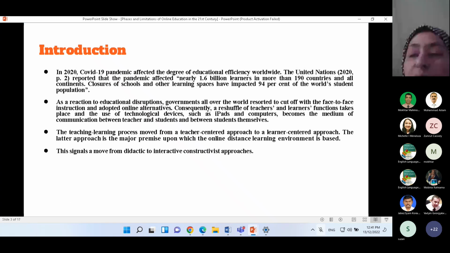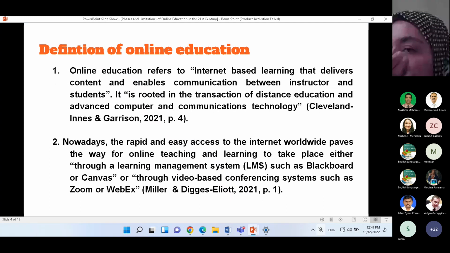Now we move, please, to the next slide, and here absolutely we need a definition of online education. It refers to internet-based learning that delivers content and enables communication between instructor and students. It is rooted in the transaction of distance education and advanced computer and communication technology. Nowadays, rapid and easy access to the internet worldwide paves the way for online teaching and learning to take place either through a learning management system such as Blackboard or Canvas, or through video-based conferencing systems such as Zoom or WebEx.